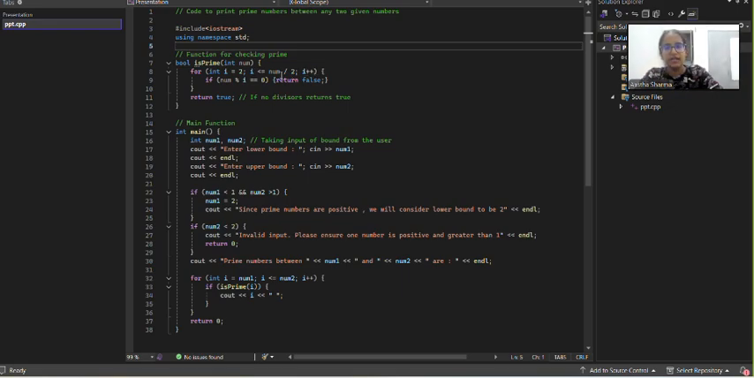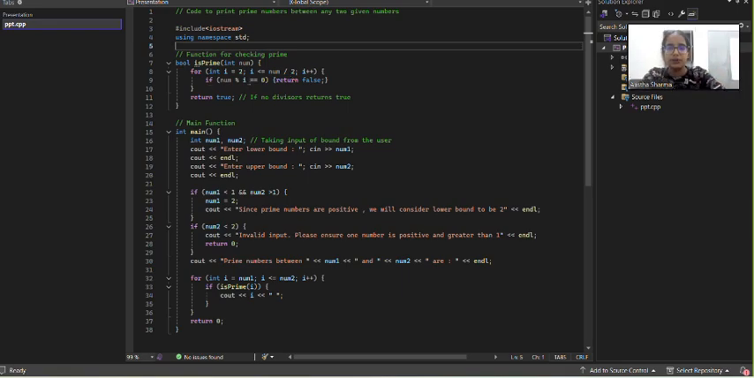Here, instead of using i less than or equal to num, I use i less than or equal to num by 2, because if a number is non-prime, then it would have divisors which are less than or equal to half of itself. So I can also use i less than or equal to num, but I use num by 2 to enhance the efficiency and to reduce the time taken to perform this code.